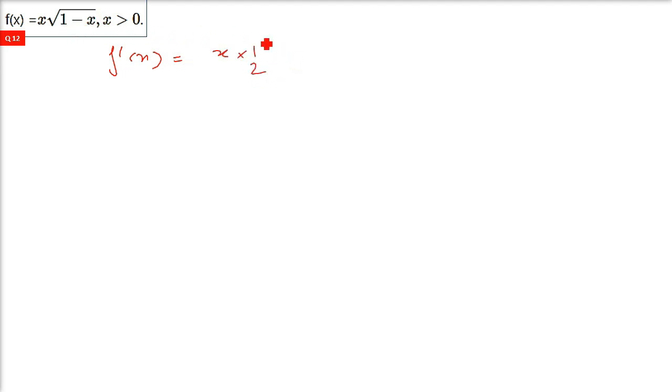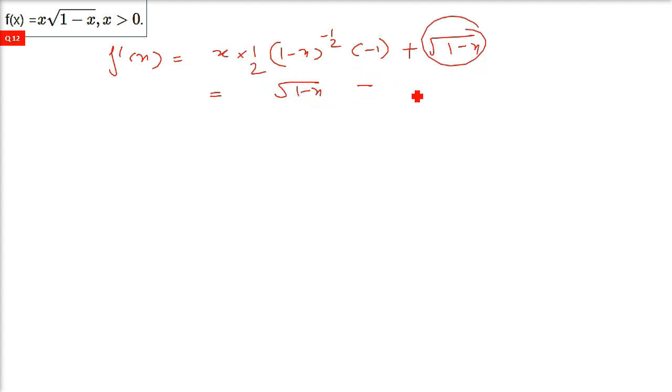First, and the best method is to use the product rule. So x, this is half, 1 minus x to the power minus half, and differentiation of 1 minus x will be negative 1. Under root 1 minus x will remain like that. Differentiation of x will be 1. So what do you get? This is under root 1 minus x. I'm writing it first. Here you are going to get negative x by 2. This goes in the denominator, 1 minus x to the power half, that is going to be root.